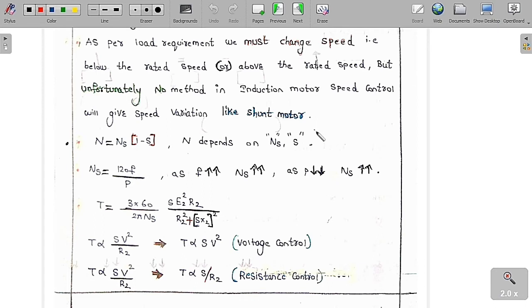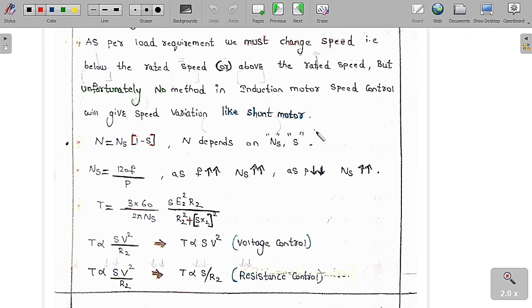I already told you all the DC motors have better speed control characteristics than any other motor. So based on the load demand, sometimes the load demand requires a huge amount of speed, or sometimes the load demand can require a lesser amount of speed. All these things we need to give as per the load demand. But in the induction motor, the speed control is not as good as compared to DC shunt motors, or simply we can say DC motors.